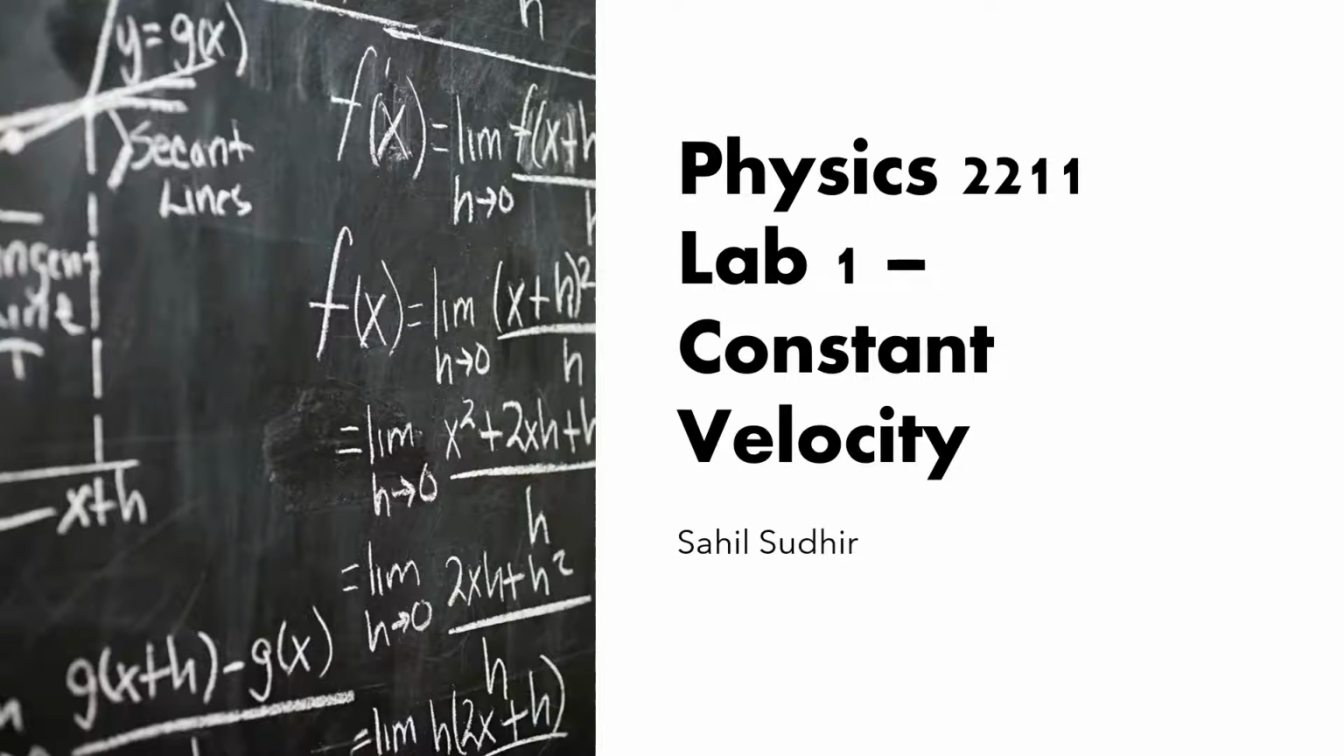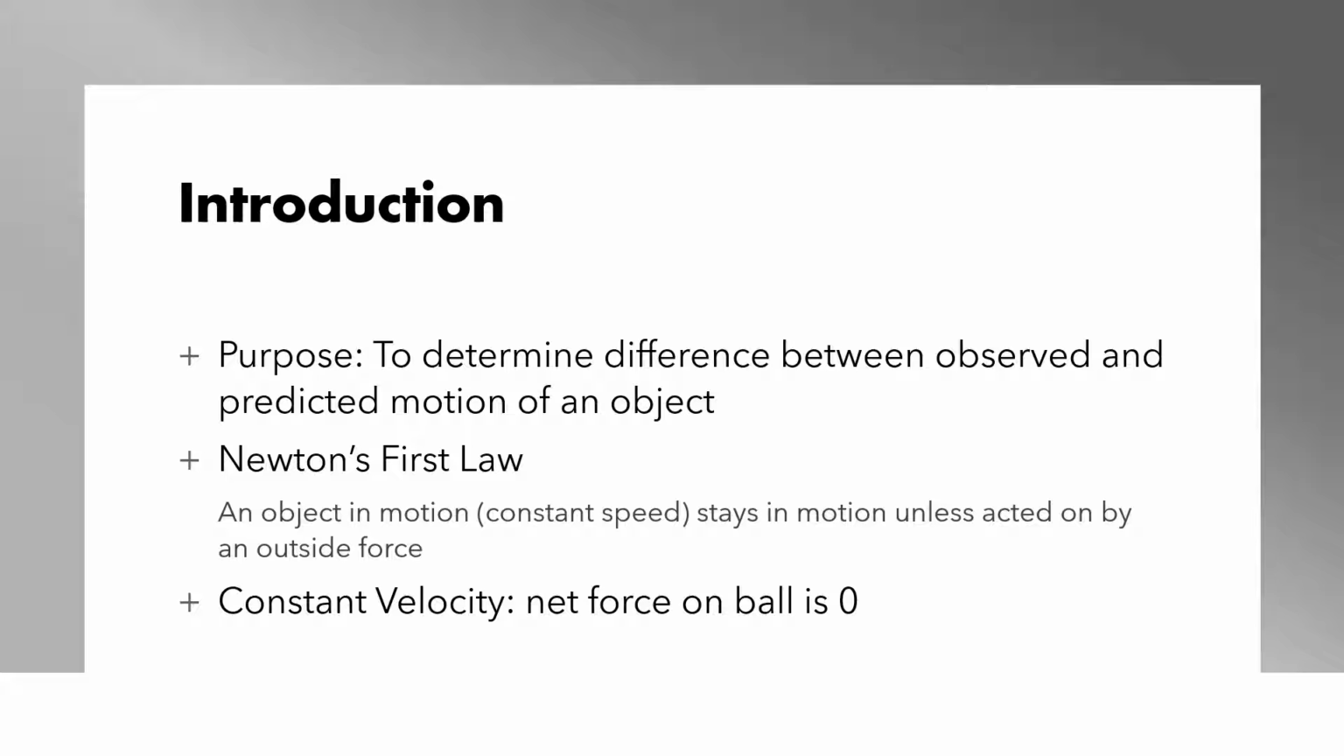Hello everyone, my name is Sahil, and today I'll be discussing my report on Lab 1 from Physics 2211 called Constant Velocity. As a brief introduction, the purpose of this lab is to determine the main difference between the real world and the computational world in terms of how an object is moving in a constant state.